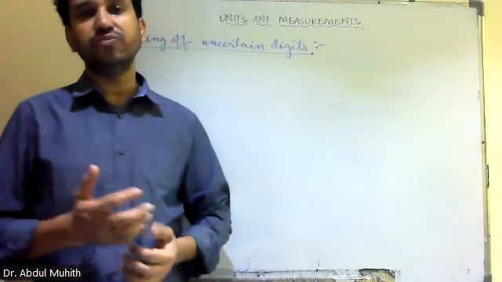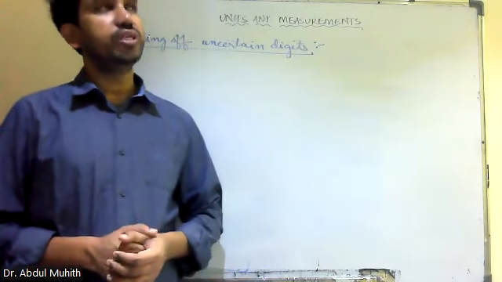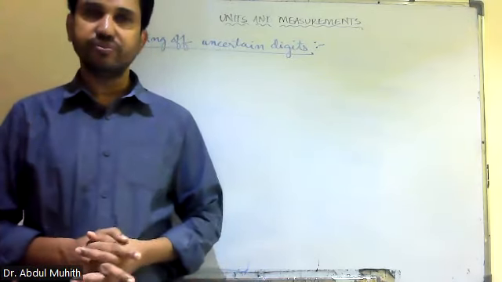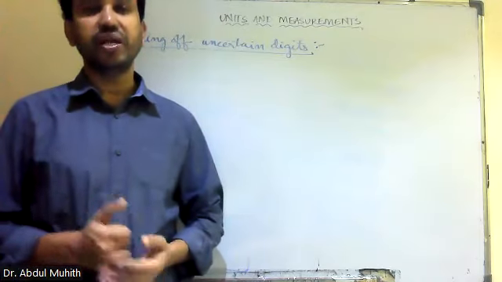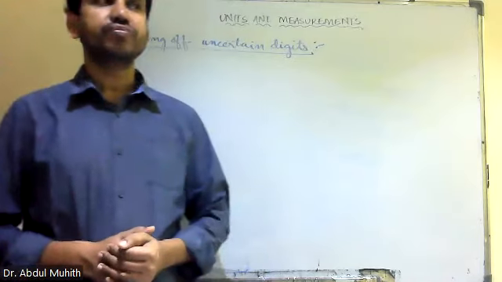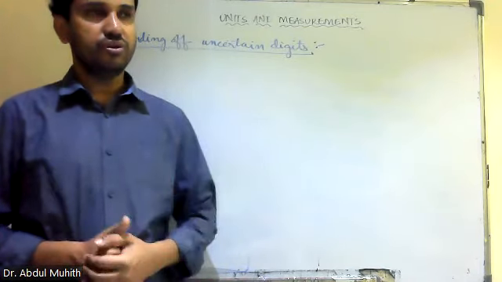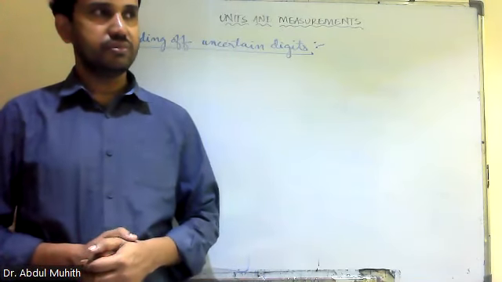Next is solid angle. What is the formula for solid angle? d omega equals dA by R square. Measured in what? Steradian, SR. So these are the quantities.